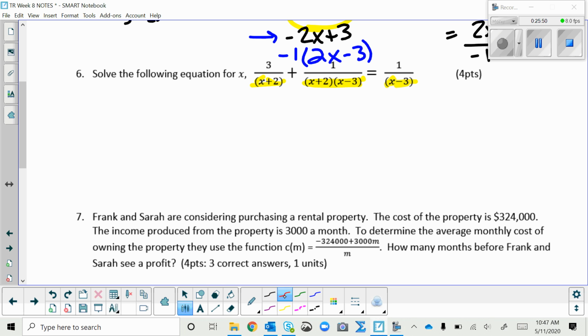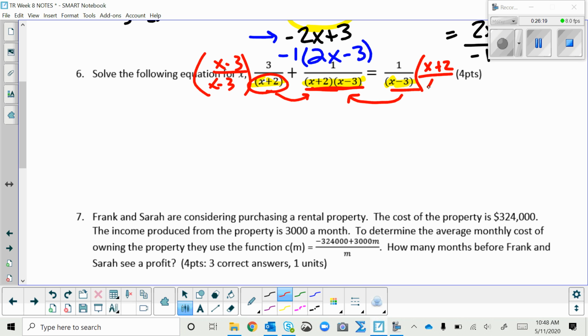This one already has x plus 2 and x minus 3. What would this one need to be multiplied by to match that one? X minus 3, right? So we do that to the top and bottom. What does this one need to be multiplied by to match that one? X plus 2. And we have to do that to the top and bottom.